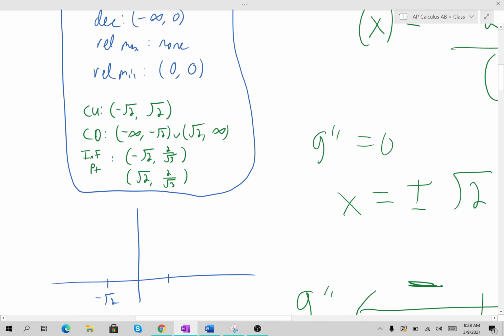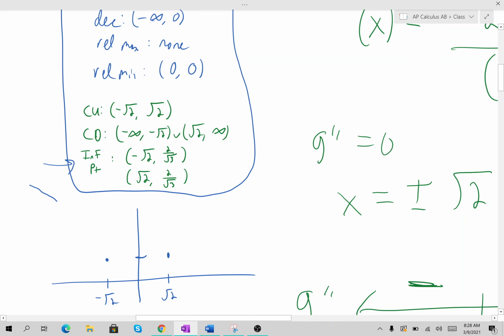Here's negative root 2, here's root 2. I'm looking at my inflection points. That's right here. The y value is 2 root 3 for both, or 2 over root 3, right? It doesn't really matter. Leading up to that point, we're concave down.